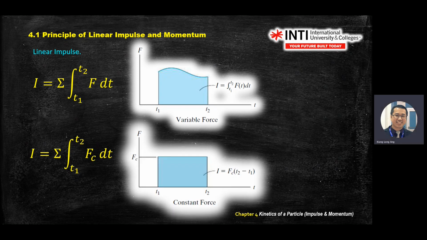Another one is a constant force. You just substitute the constant and multiply by the change of time, and you get the area under the graph, which is a square area. Okay.